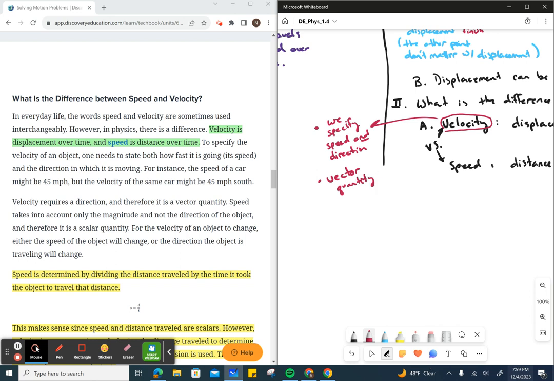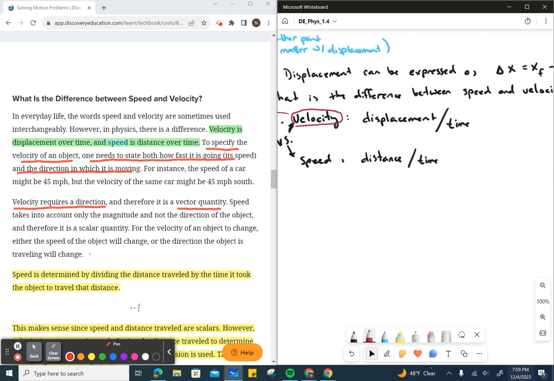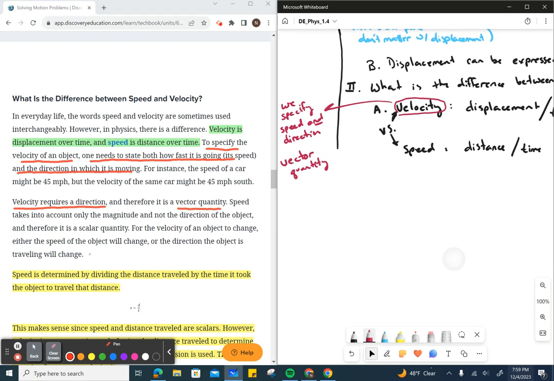Okay. And what I'm doing right now is we're just kind of reading through this. To specify the velocity, we need to talk about how fast it's going and the direction. This velocity requires direction. Therefore, it is a vector quantity. Okay. For the velocity of an object to change, either the speed or the direction will have to change. Okay. So that might be also worth noting there.